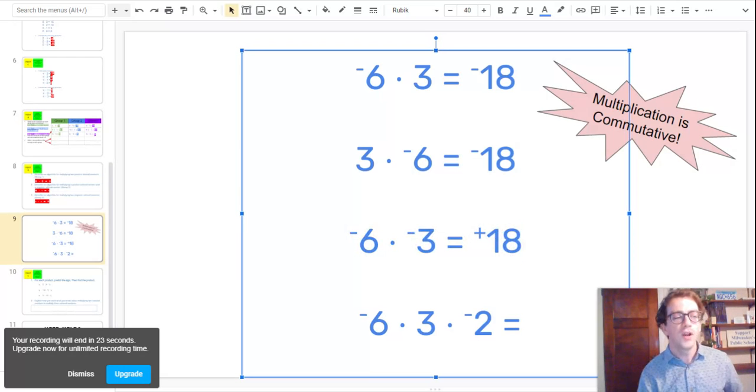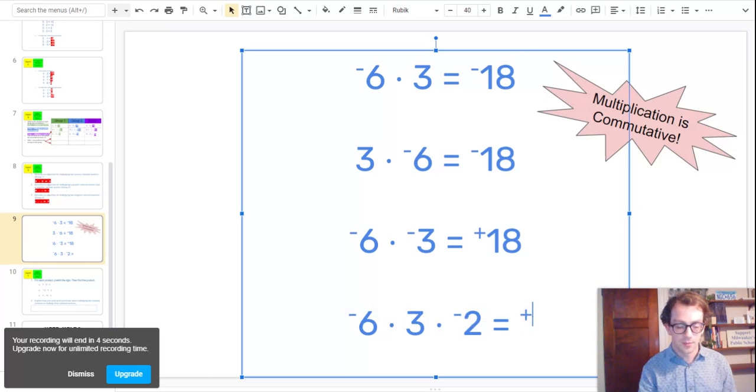All right, what if I have three numbers here? Negative 6 times positive 3 times negative 2. I'm going to go one step at a time, still following my algorithms. So I know negative 6 times 3 equals negative 18. Then I'm going to think about negative 18 times negative 2. Negative times negative makes a positive. 18 times 2 is 36.